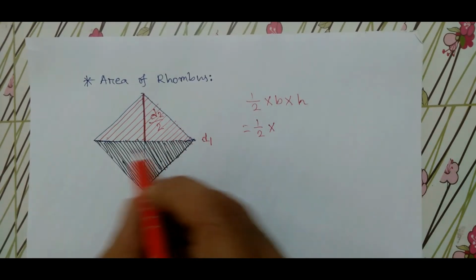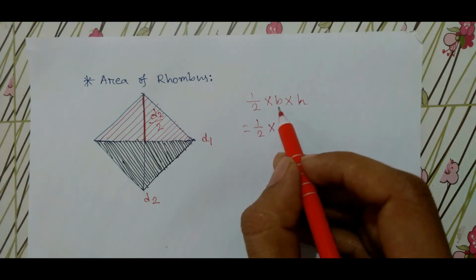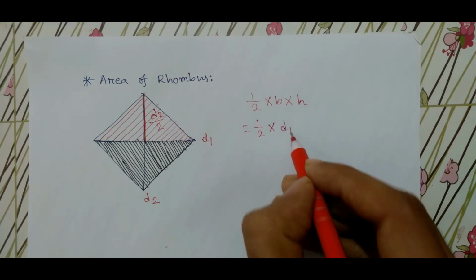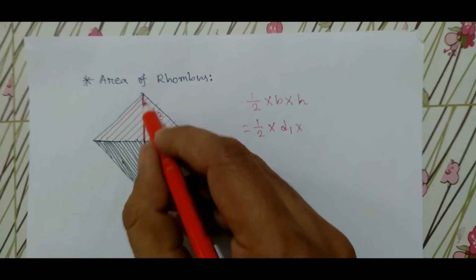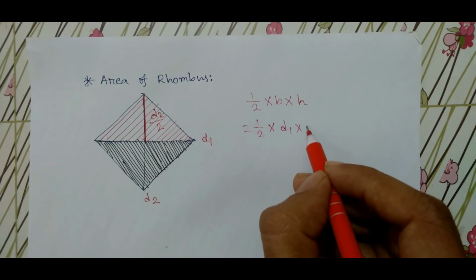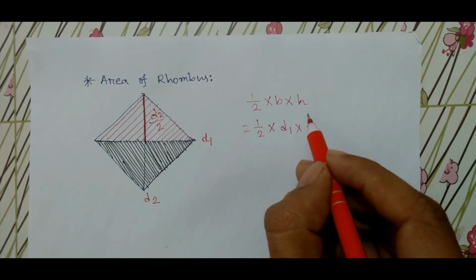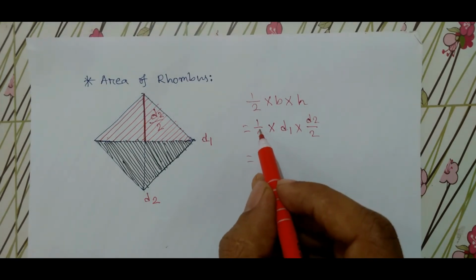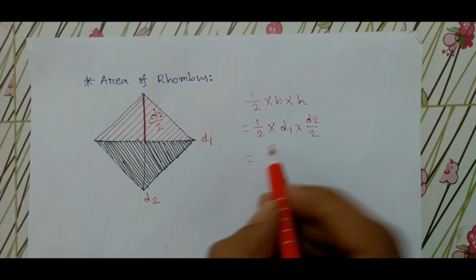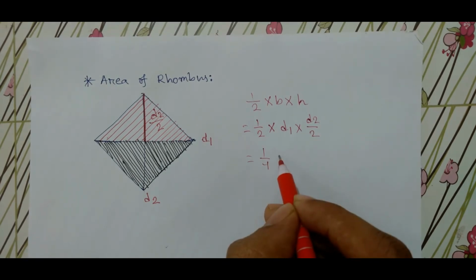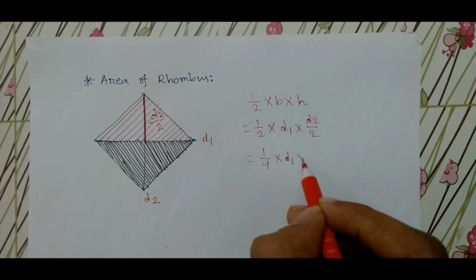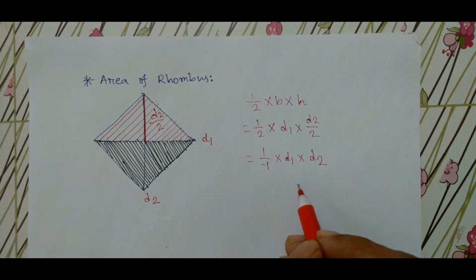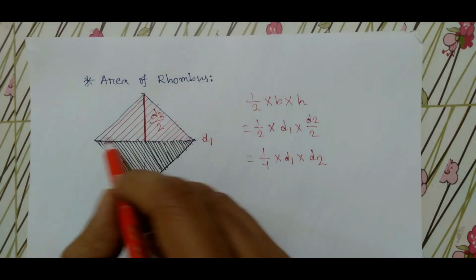What is the base? Base is D1. That's why we will replace the base by D1. What is the height here? The height is D2 divided by 2. That's why we will replace height by D2 divided by 2. Now if you multiply half by half, then you will find 1 by 4 into D1 multiplied by D2. Okay, this is the area of red shaded triangle.